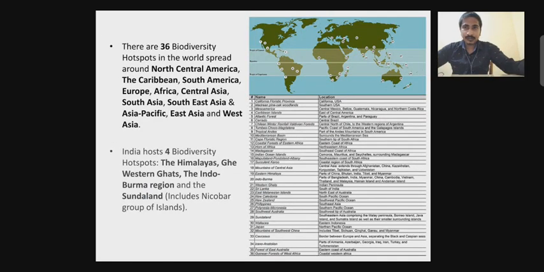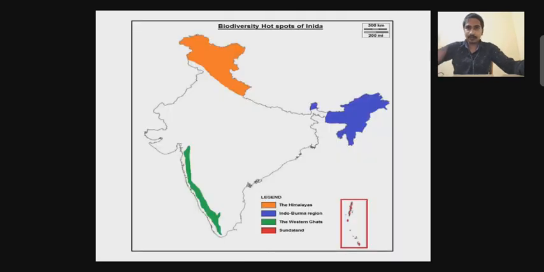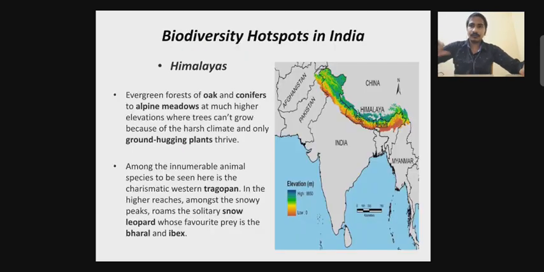So there are 36 biodiversity hotspots in the world, spread across different parts of the world. India has 4 biodiversity hotspots, that is the Himalayas, the Western Ghats, the Indo-Burma region, and the Sundaland, which includes the Nicobar group of islands. Here you can see the different biodiversity hotspots of India, represented in various colors. Let's begin. First one is the Himalayas.